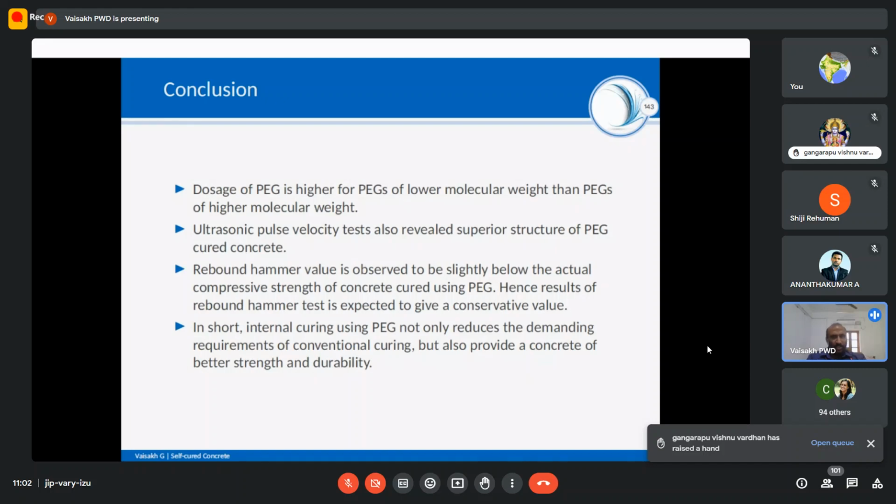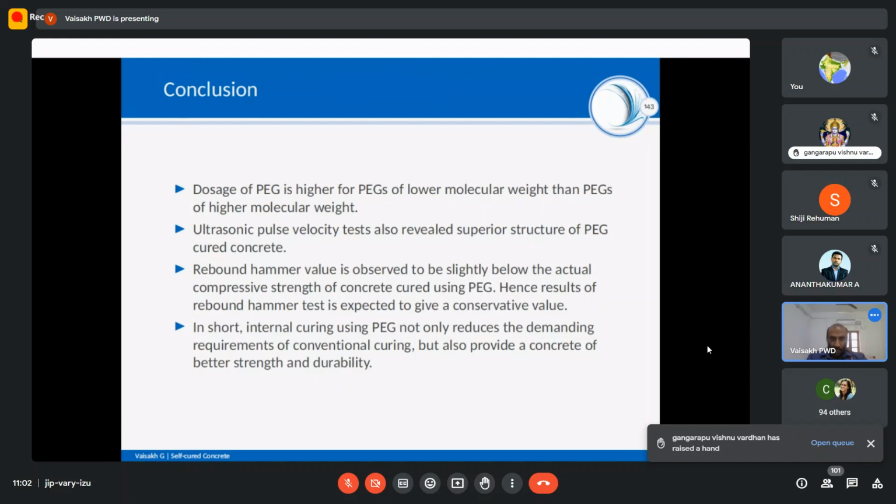Ultrasonic pulse velocity tests also reveal the superior structure of PEG cured concrete. Rebound hammer values are observed to be slightly below the actual compressive strength. So the rebound hammer test is going to give you a conservative value. This is actually because it is cured internally also. The rebound hammer is basically seeing the surface hardness, using the surface hardness for predicting the concrete strength.